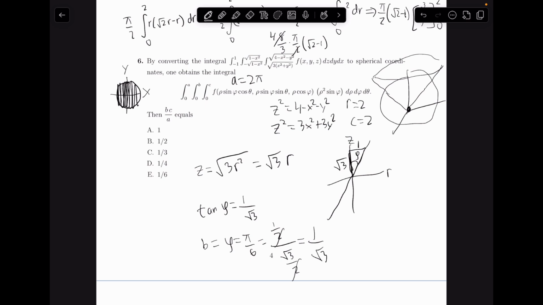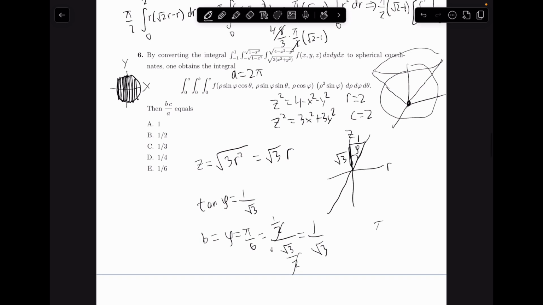Nice. So finally, b c over a is going to be pi over 6 times a, which is 2 pi. No, I did that wrong. I did b a over c. Okay, c is 2, and then all over 2 pi. So we have 1/3, or pi over 3 over 2 pi, or just 1/6. Cool. That is answer E.